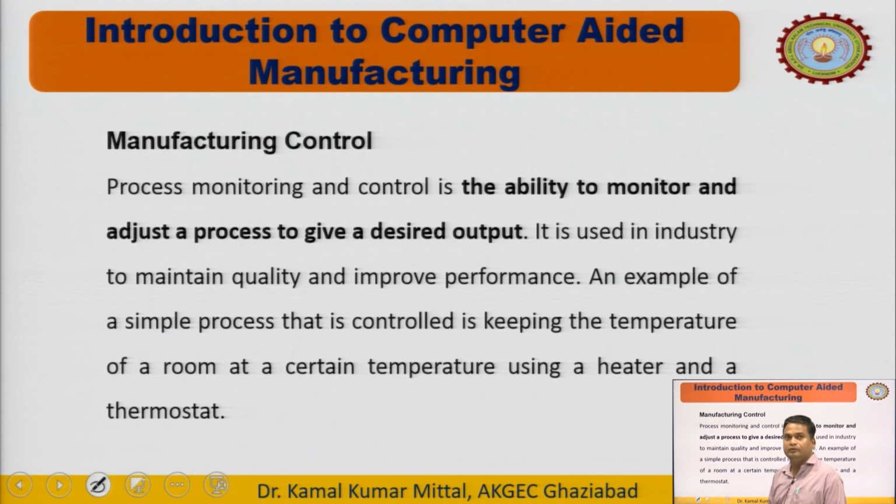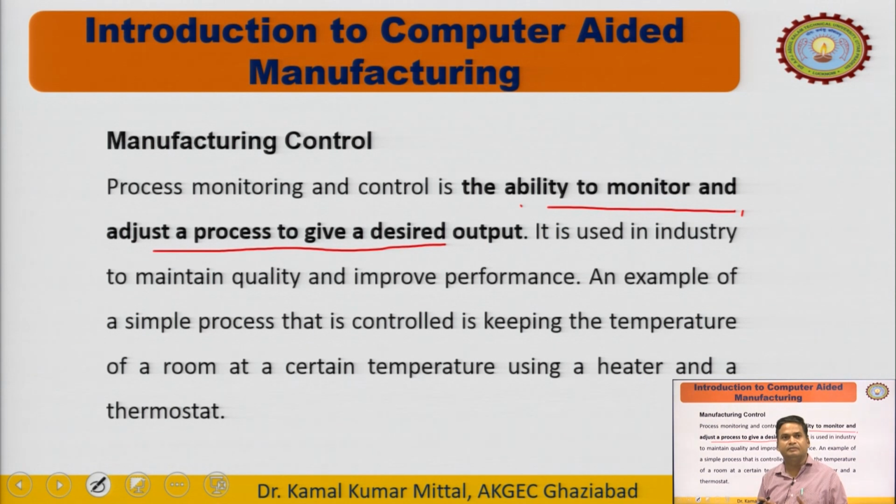Then manufacturing control. So manufacturing control means process monitoring and control is the ability to monitor and adjust a process to give a desired output. तो मॉनिटर करना, मॉनिटर का मतलब है कि मीन्स what is happening. Suppose we are going to manufacture a shaft और there may be a number of shafts. So we see whether the shaft, which has a dimension and tolerance, सो जो शाफ्ट है वो उस टॉलरेंस में, उस डायमेंशन में, उस लिमिट में है या नहीं.